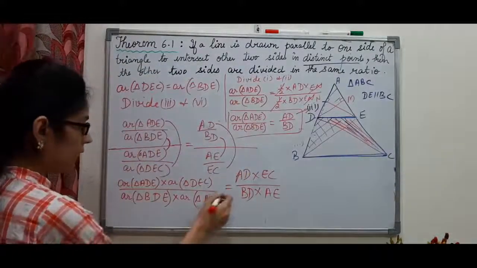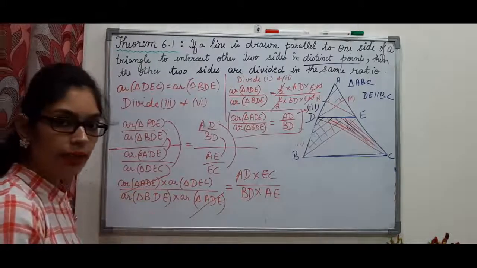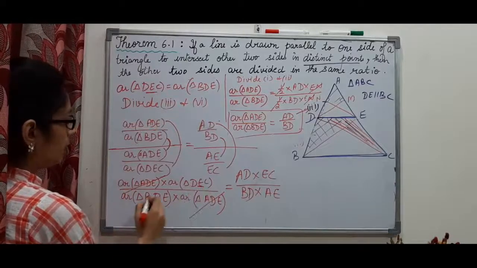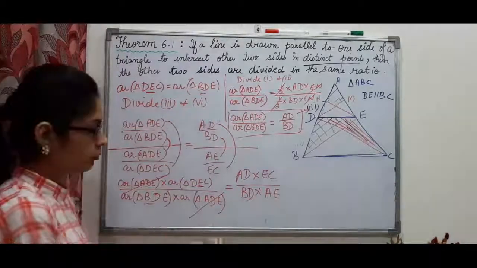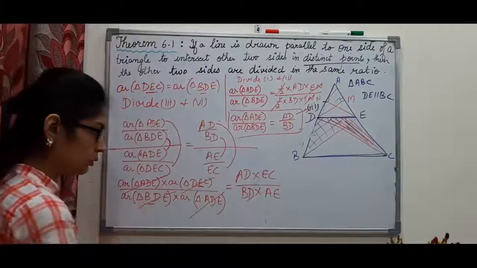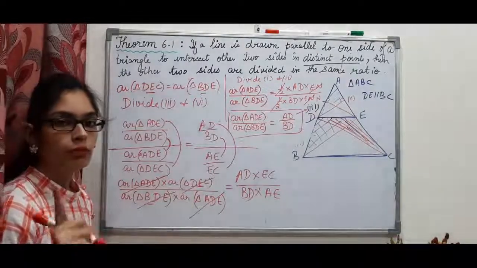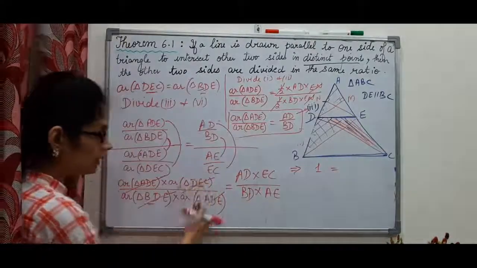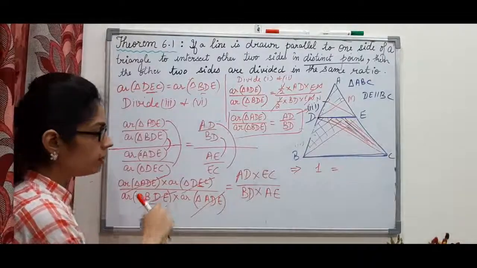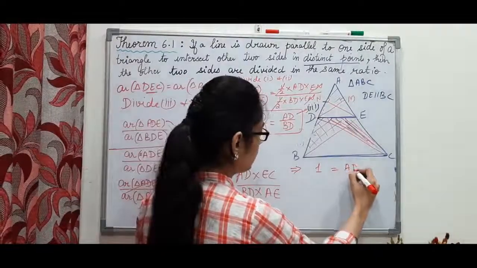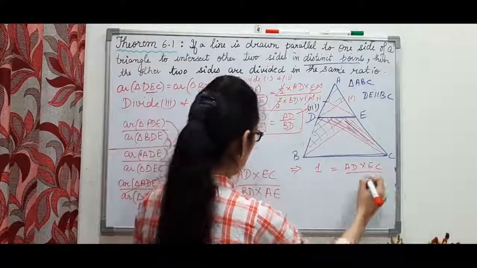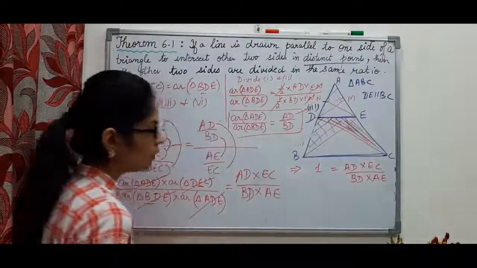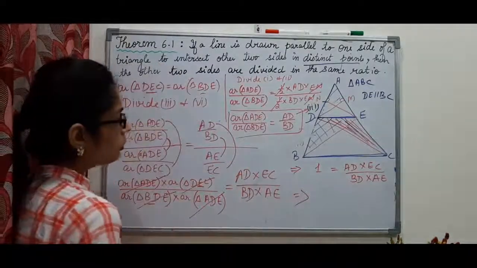You can see now area of ADE cancels with area of ADE. We have already proved that area of DEC and area of BDE are both equal. If they are equal, we can cancel these two also. Cancelling all the terms, I am left with 1. So now 1 is equals to, because all the things get cancelled, here it will be 1 now. 1 is equals to AD into EC upon BD into AE. So this is the result which we have got. Now what was our requirement?